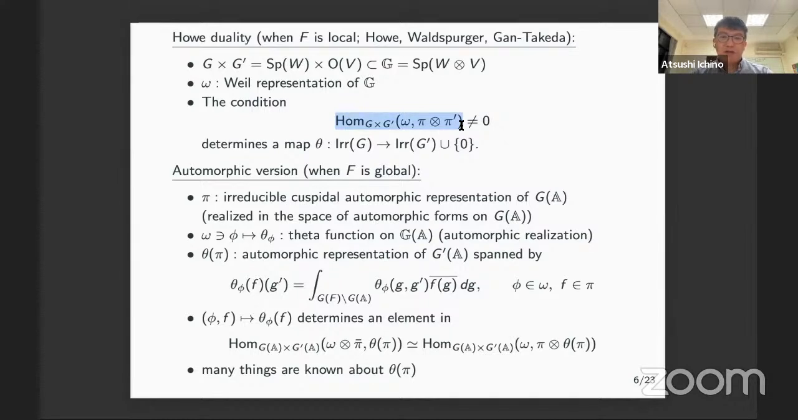The point is that this theta is not just a correspondence, but a map. And sometimes there is no pi prime such that this non-vanishing condition is satisfied. But in this case, we just send pi to zero. So this is the local theta lifting, but there is a global version of the theta lifting, namely the automorphic version of the theta lifting.